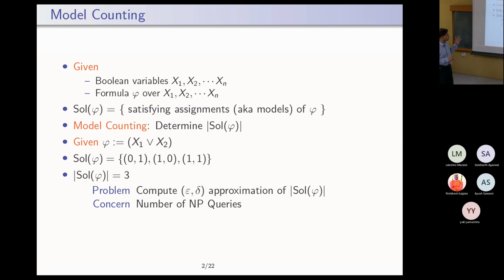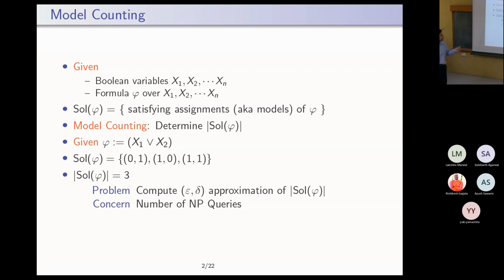So one motivation is actually minimizing the number of NP queries. If you have access to an NP oracle, so one has SAT solvers nowadays which can solve satisfiability queries efficiently. So one question is how to minimize the number of NP queries in order to approximate the size of this set.